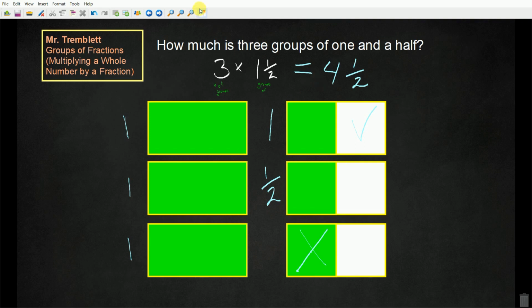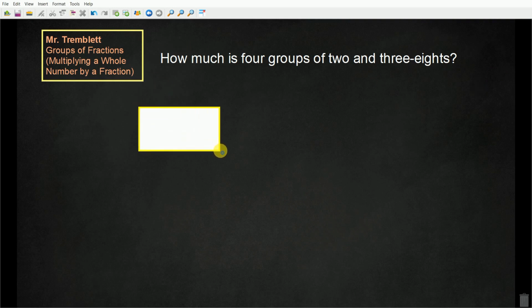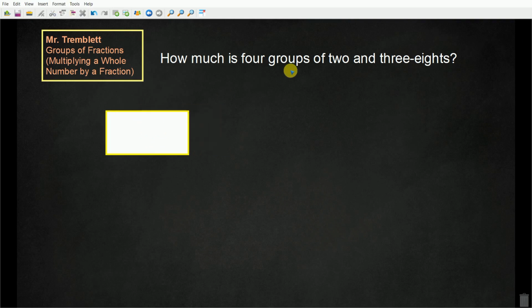We'll try one more example. So this one is, how much is 4 groups of 2 3/8? A little bit more challenging to draw. I'm going to cheat a little bit and use a rectangle, but then I'll try to do some of the shading on my own. So I'm going to say that one rectangle makes 1. There's 1, and I have to have 4 groups.